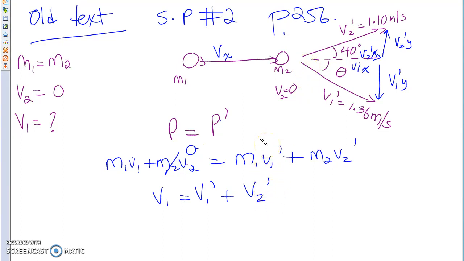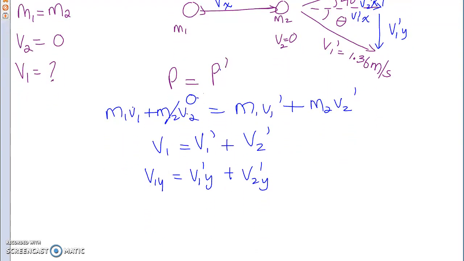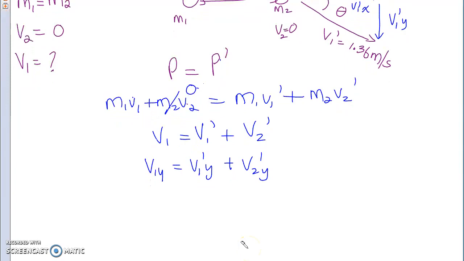So what we're going to do is take a look at the following. We're saying that before my collision, did I have a y component of my velocity? And the answer is no, there is no y component of velocity. So if I break this down, I get v1y equals v1 prime y plus v2 prime y. So far so good? Now you can exactly see where this is going. Some of you can actually figure out what is happening.